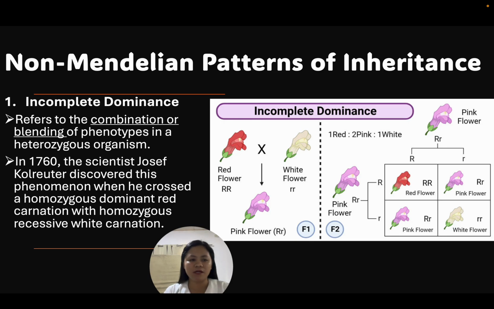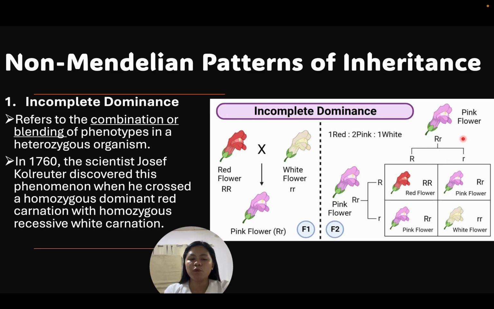In 1760, the scientist Joseph Collier discovered this phenomenon when he crossed a homozygous dominant red carnation with a homozygous recessive white carnation. As you can see here, their alleles are homozygous. And following Mendel's work, it will somehow result in a red flower, since there is dominance happening. But in incomplete dominance, there's a big possibility that what comes out in the offspring is not either of the parents, but a different color, a combination of the parents. So the resulting F1 generation consisted of heterozygous pink carnations, signifying the mixing of the color trait.